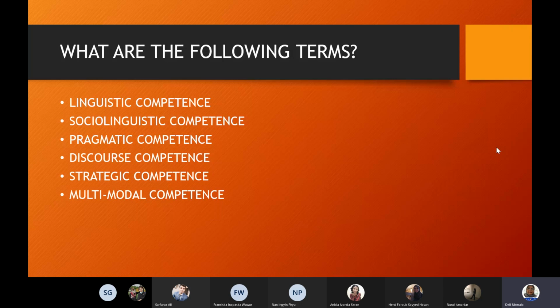These competencies are engaged by native speakers. In other words, we are teaching in order to get the learners able to be native-like, to enable the learners to have linguistic competence, sociolinguistic competence, pragmatic competence, discourse competence, strategic competence, and multimodal competence.